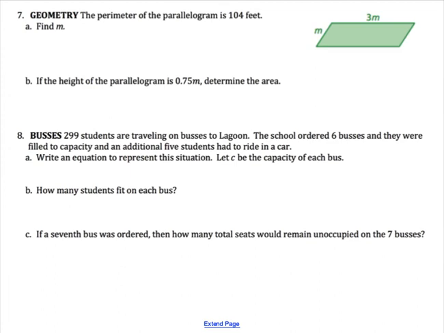Part C, this one is just thinking for yourself. If the 7th bus is ordered, how many total seats will be unoccupied on the 7 buses? Well, since there were 5 students that didn't fit on the bus, you would take the capacity of a bus and subtract off those 5 students, and that many empty seats will be spread out throughout the 7 buses.